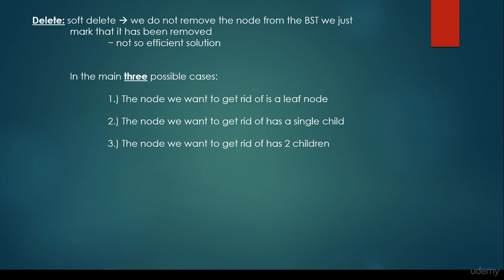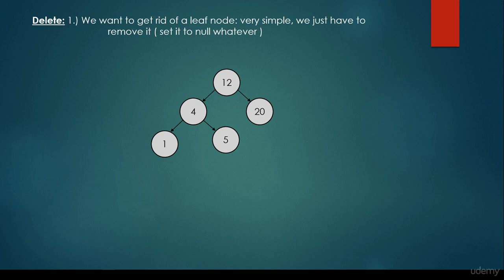So, in the main, there are three possible cases. The node we want to get rid of is a leaf node, or the node we want to get rid of has a single child, or the node we want to get rid of has two children. So let's consider the first one. When we want to get rid of a leaf node, basically, it's very simple, we just have to remove it. For example, set it to null.